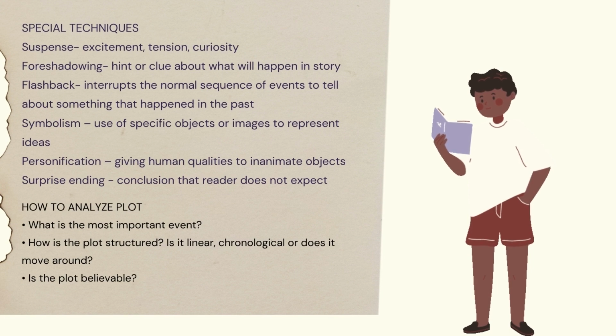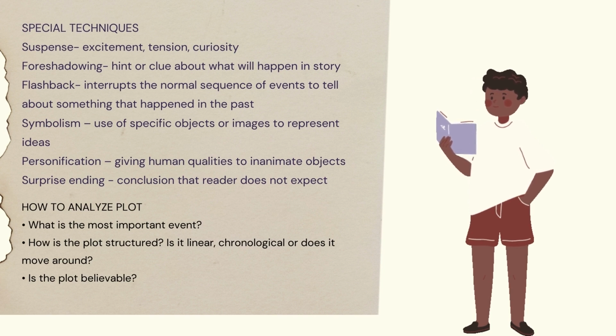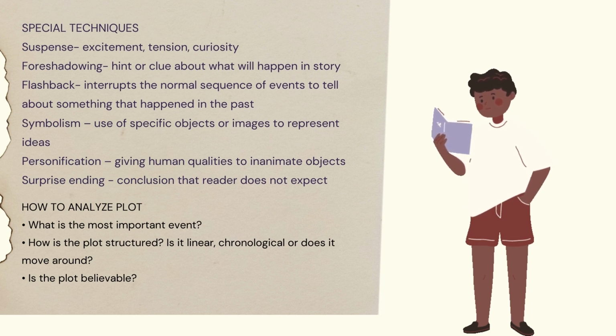Special techniques: suspense, excitement, tension, curiosity. Foreshadowing: a hint or clue about what will happen in the story. Flashback interrupts the normal sequence of events to tell about something that happened in the past. Symbolism: use of specific objects or images to represent ideas. Personification: giving human qualities to inanimate objects. Surprise ending: a conclusion that the reader does not expect.